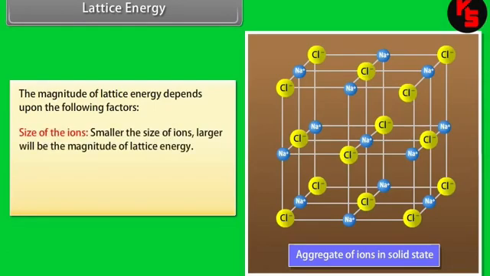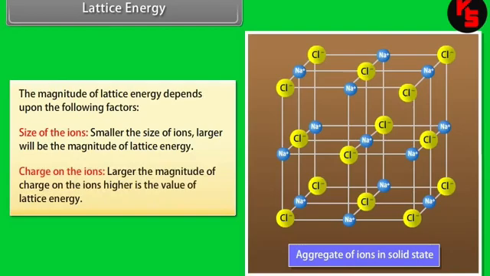Size of the ions. Smaller the size of ions, lesser is the internuclear distance and greater will be the interionic attraction. Hence, larger will be the magnitude of lattice energy. Charge on the ions. Larger the magnitude of charge on the ions, greater will be the attractive force and higher is the value of lattice energy.